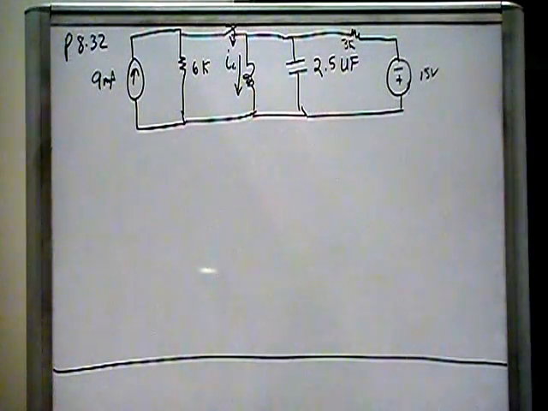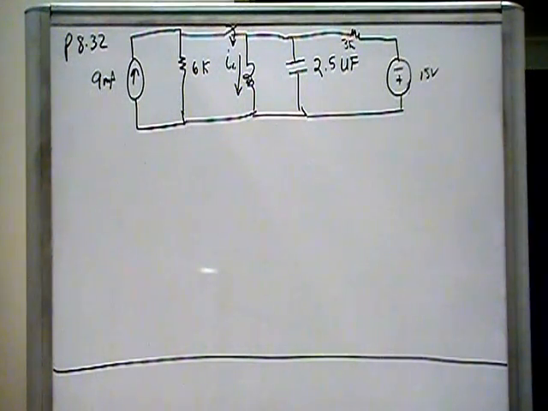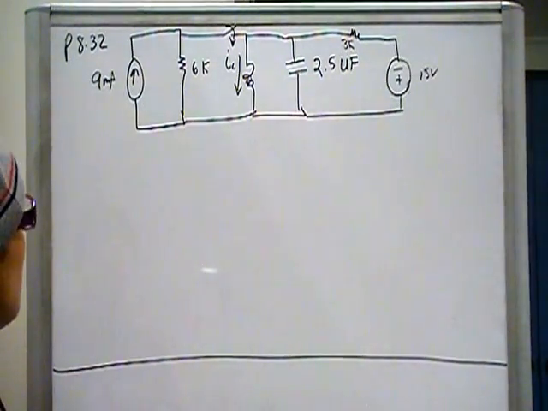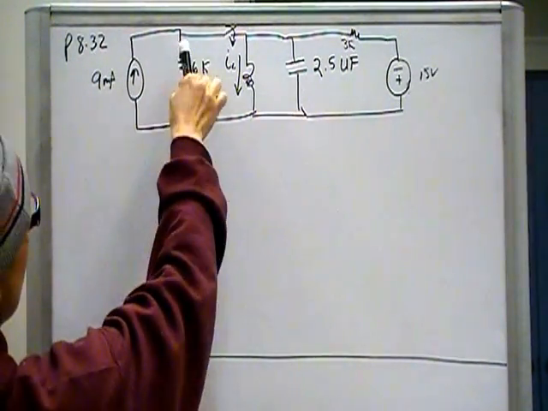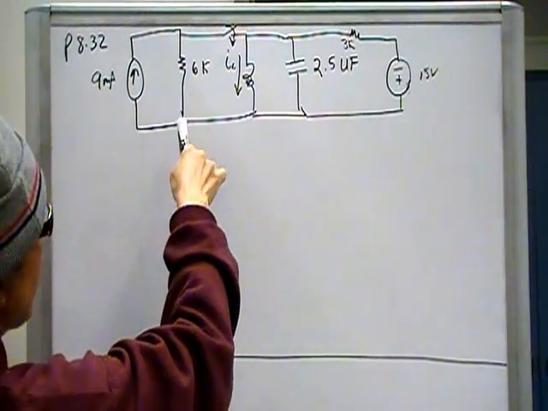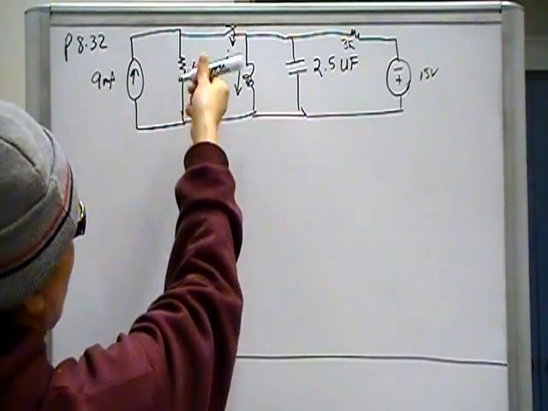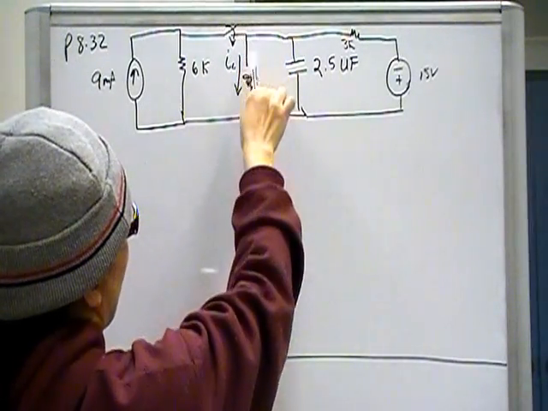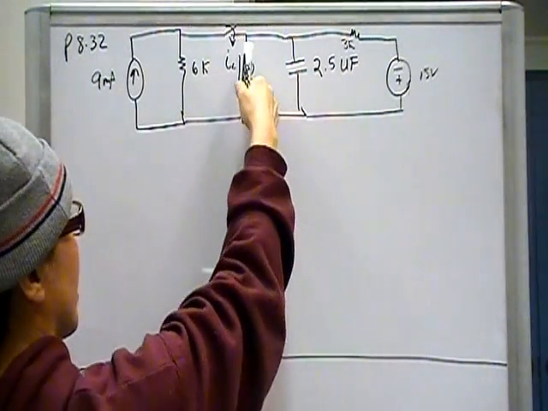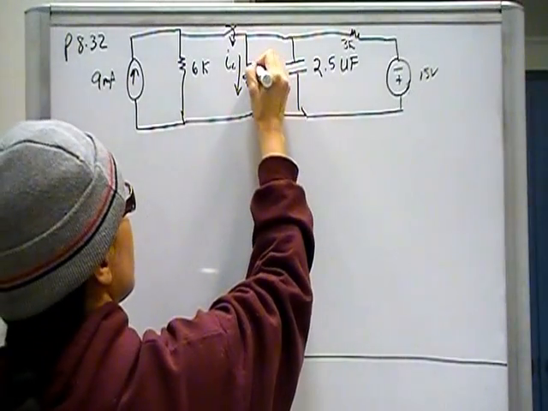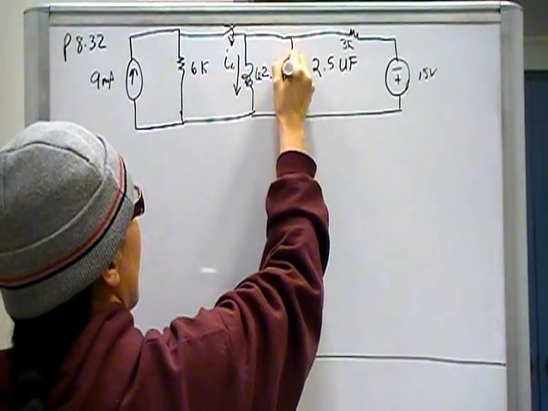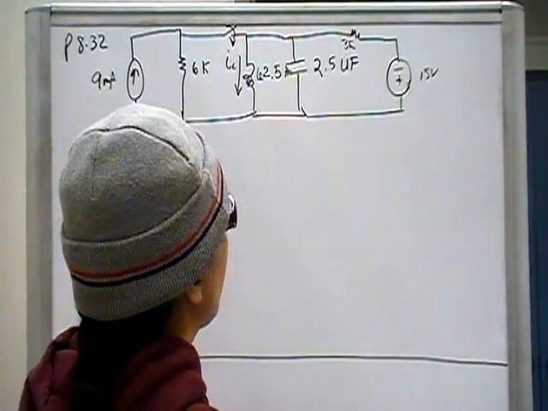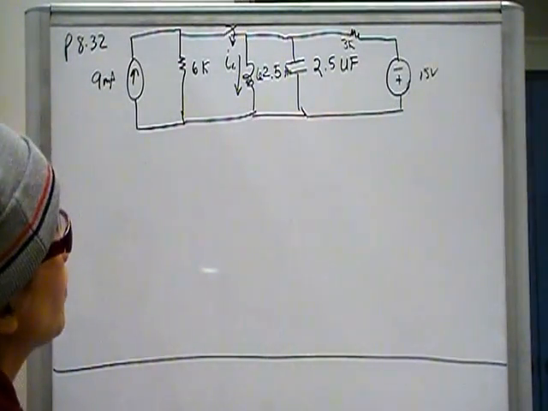Okay, you guys, so this is problem number 32 from chapter 8. We have a 9 milliamp independent current source in parallel with a 6K resistor. Before time zero, we have a switch that's open. And the other part of the circuit is an inductor with value 62.5 henries, and that is in parallel with a 2.5 microfarad capacitor.